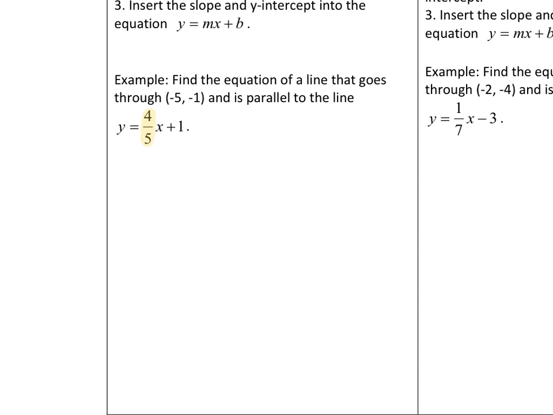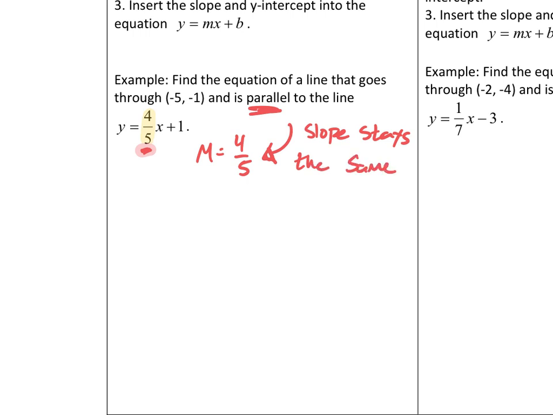4/5. So that means the slope of this line is 4/5. And since we want it parallel, we need our slope to stay the same. So what that means is, so far, I know that y is going to equal 4/5x plus b. Do I know what my b value has to be of the equation?